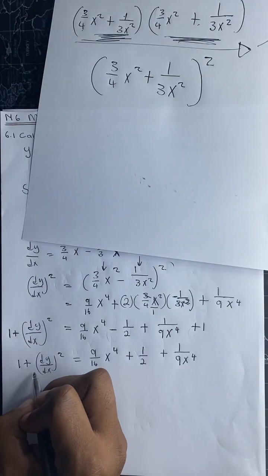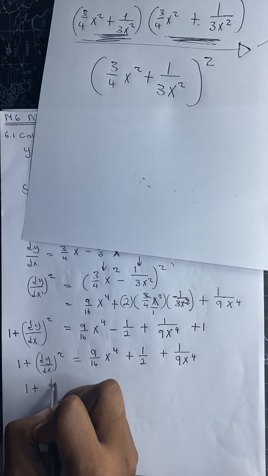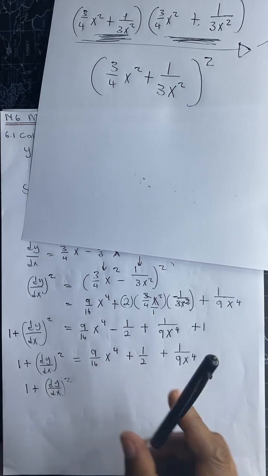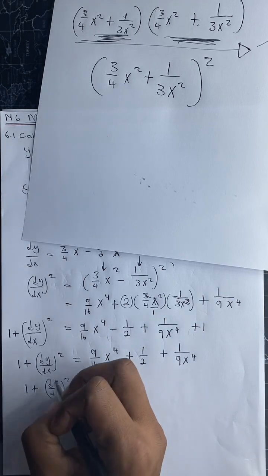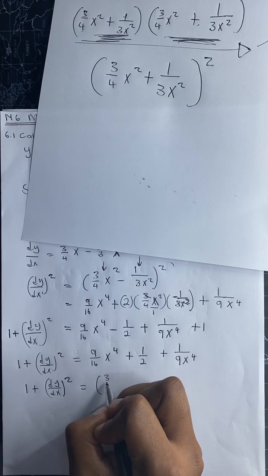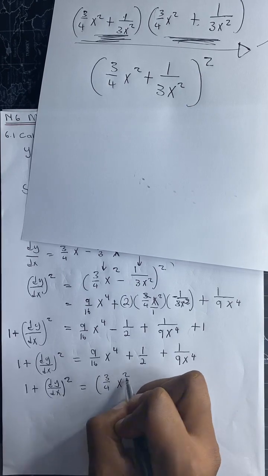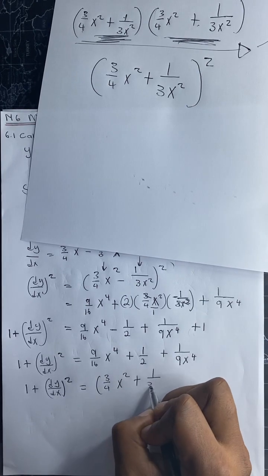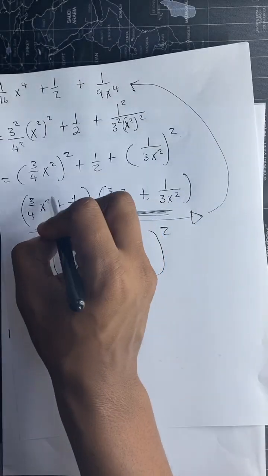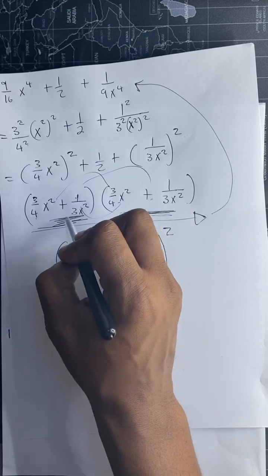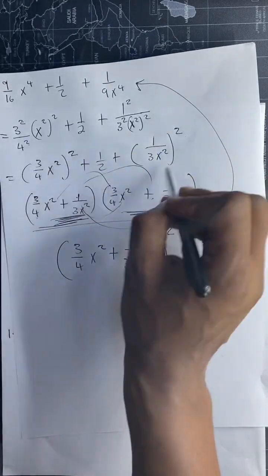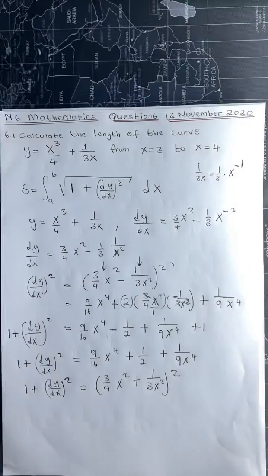So this 1 plus dy over dx all squared, we will write it as 3 over 4 x squared plus 1 over 3 x squared squared. So you can try to expand this thing so that you can see whether it will be the same as the one on top.